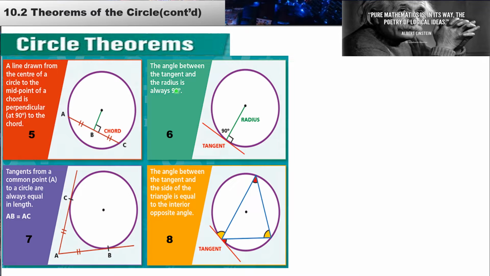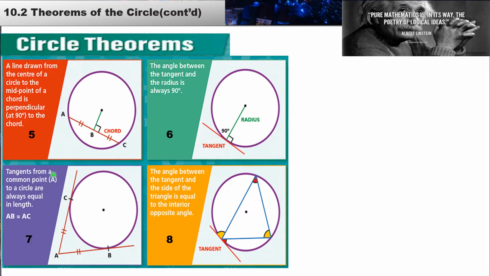Next, we have theorem 6, which says the angle between the tangent and the radius is always 90 degrees. Always 90 degrees. So here is the radius, this green line, and here is the tangent. Right? The tangent is that line that touches the circumference at one point. So if ever you draw a radius to a point of tangency, it's always going to intersect at 90 degrees, and that is what this theorem basically says.